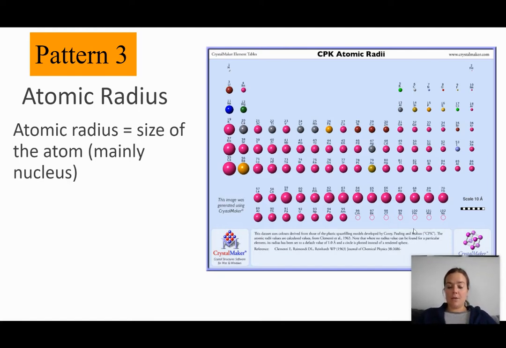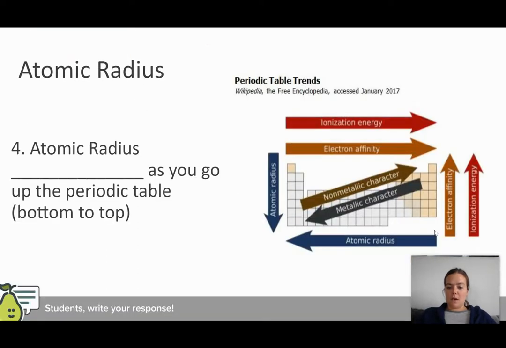And so what we might notice here, and we just call that the radius, think about a circle. That's literally how you define how big it is. But it's pretty clear that the smallest radii are in the top right corner, and the biggest ones are in the bottom left corner. All right, so based on that trend, again, remember that the arrows point in the direction that it is increasing. The atomic radius blank as you go up the periodic table.